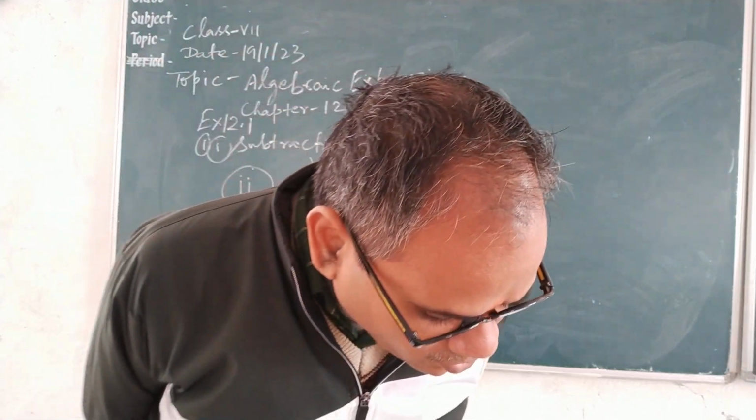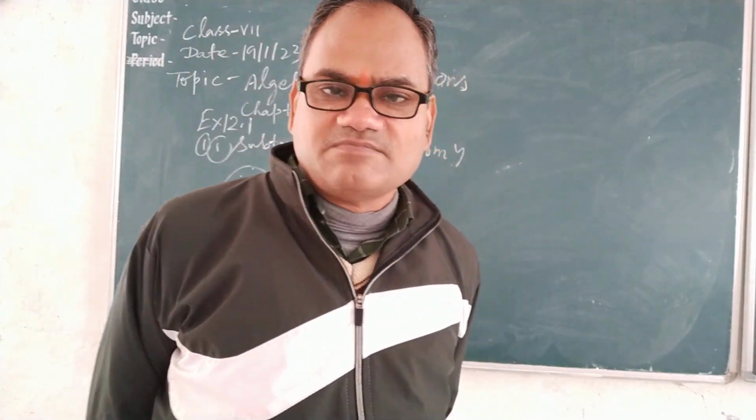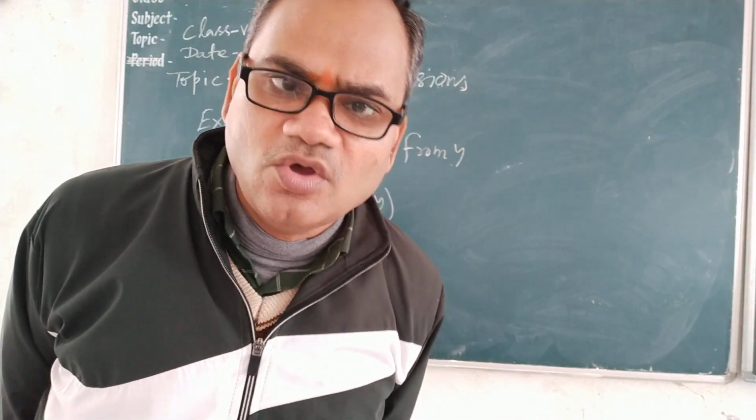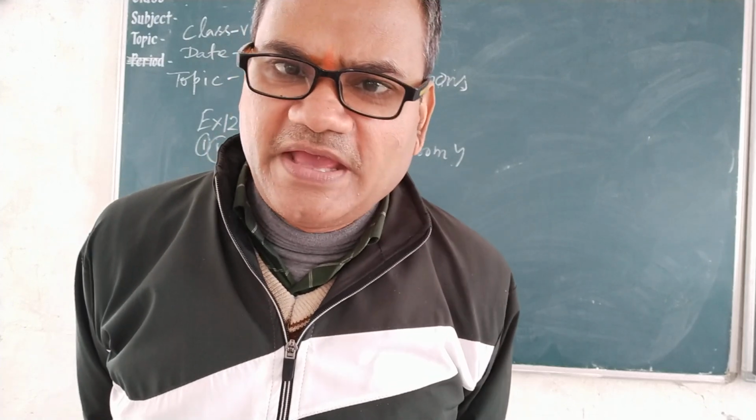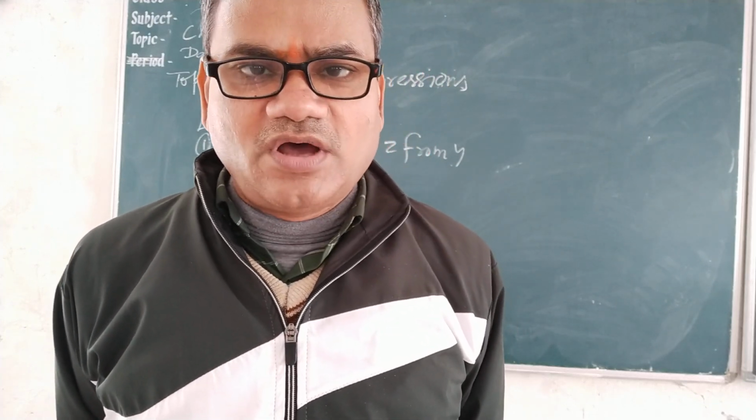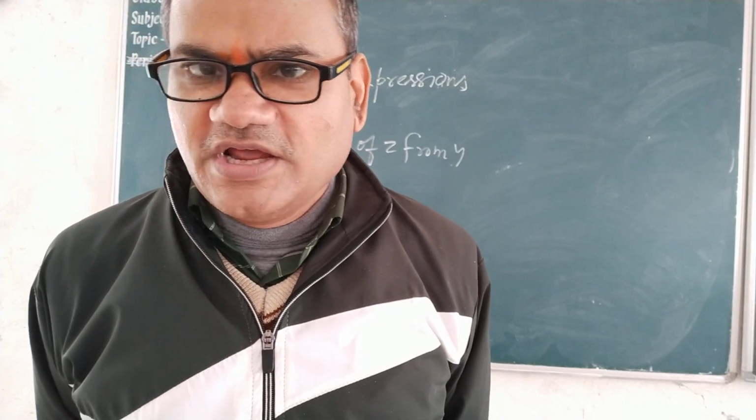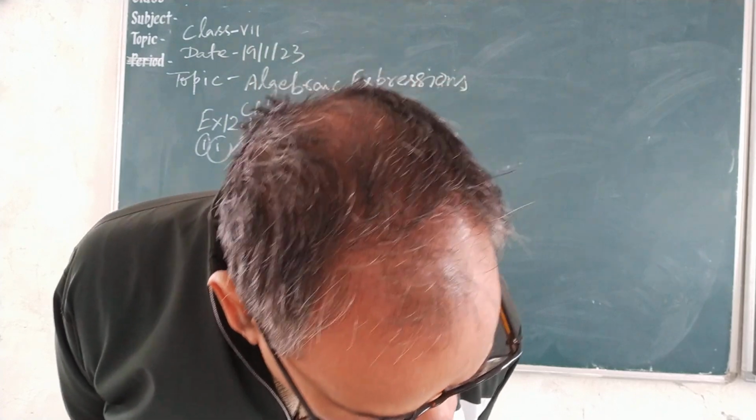Now question number 4, 1/4 of the product of numbers p and q. 1/4 means 1 upon 4 of the product of numbers p and q. It means 1 upon 4 pq. Now look here.